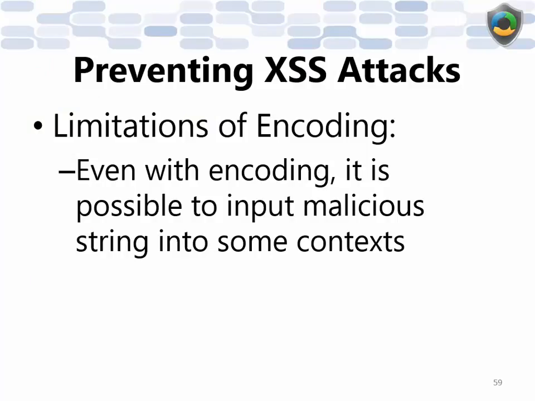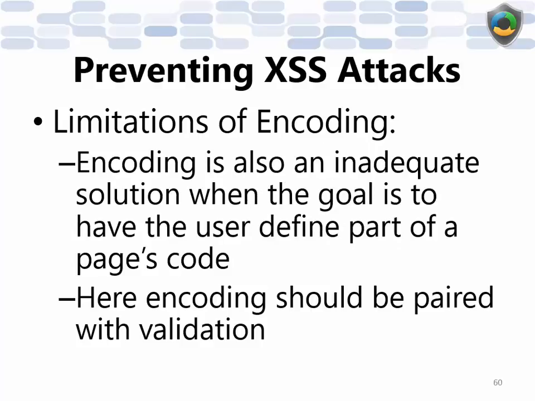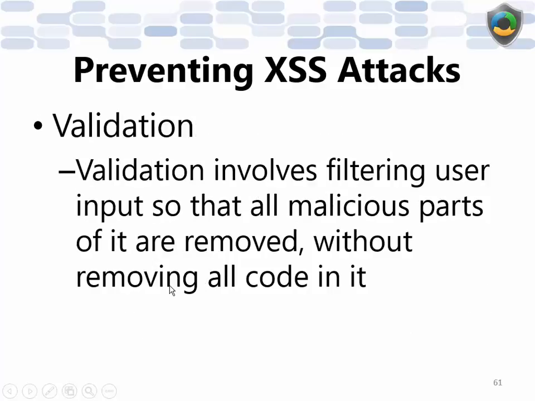Encoding has its limitations. It's still possible to get around it and put malicious information in some circumstances. Again, you're trying to mitigate the occurrence of risk. You may not be able to totally get rid of it. All right. As it says, if the goal is to have the user define part of a page's code, well, the user can still do things purposely or unconsciously, let's say. So encoding should be paired with validation.